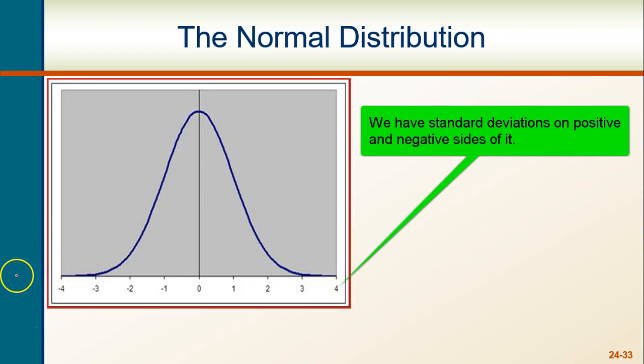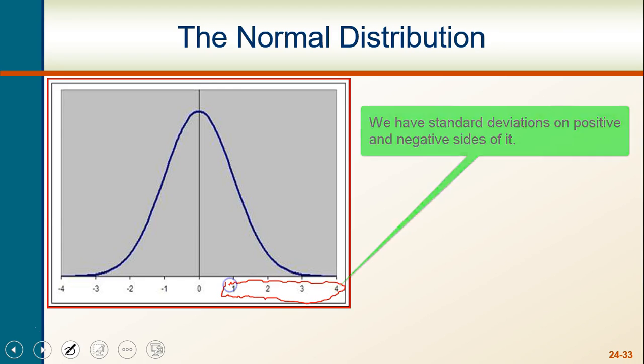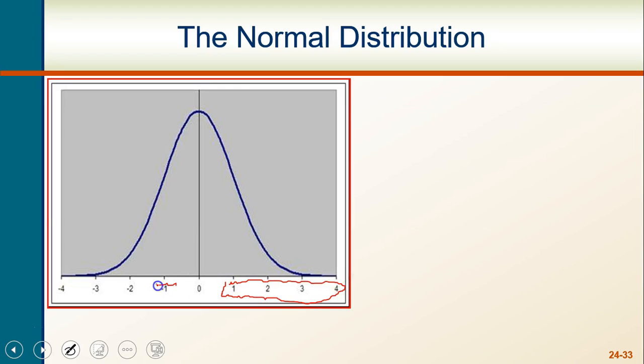Towards the right of the mean, we have positive standard deviations. Here are the positive standard deviations. And towards the left of the mean, we have negative standard deviations in this area. You will also notice that the curve is split in half from the center, which means that half of the area is towards the left of the mean and another half is towards the right of the mean. Of course, the total area in the curve is 100%.